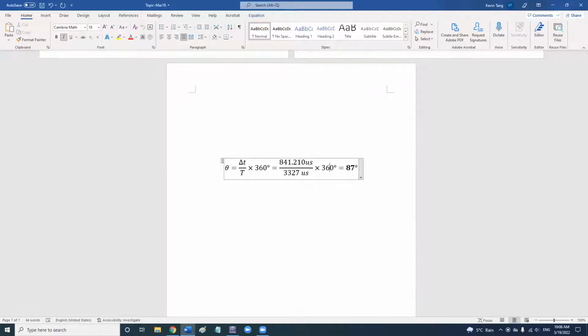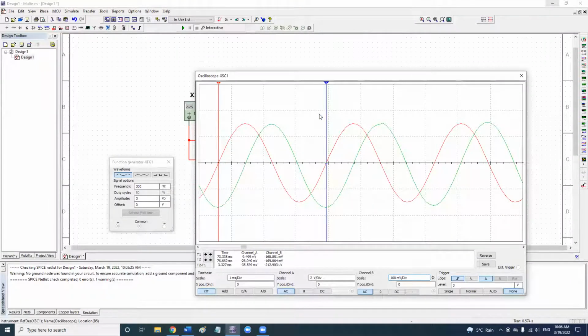3327 times 360 is 91 degrees. It's very close to what I have on the scope, which remember we get is 86.227. Those are fine, in the range. I mean, it's not really a huge difference. As you can see, it's close to 90 degrees.